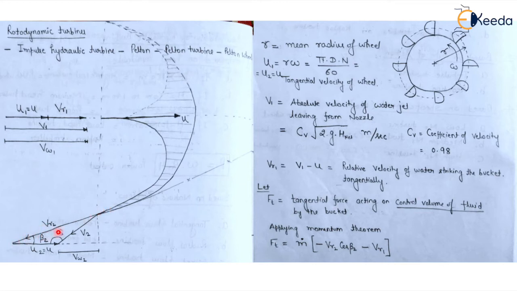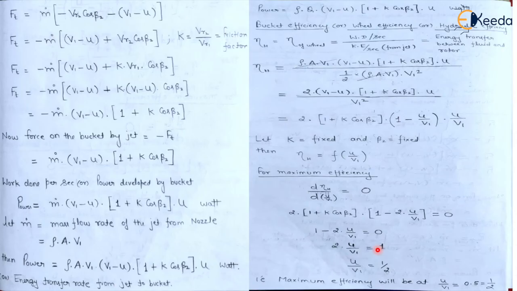So in the x direction, this one is VR2 cos beta 2. So here this horizontal component will be like this. So mass flow rate into minus VR2 cos beta 2 minus VR1. This one is the final velocity and this one is the initial velocity. So Ft is equal to m dot into minus VR2 cos beta 2 minus, where VR1 we can replace with V1 minus U. Now this equation we can write like this. We have taken minus common and this will become V1 minus U plus VR2 cos beta 2.